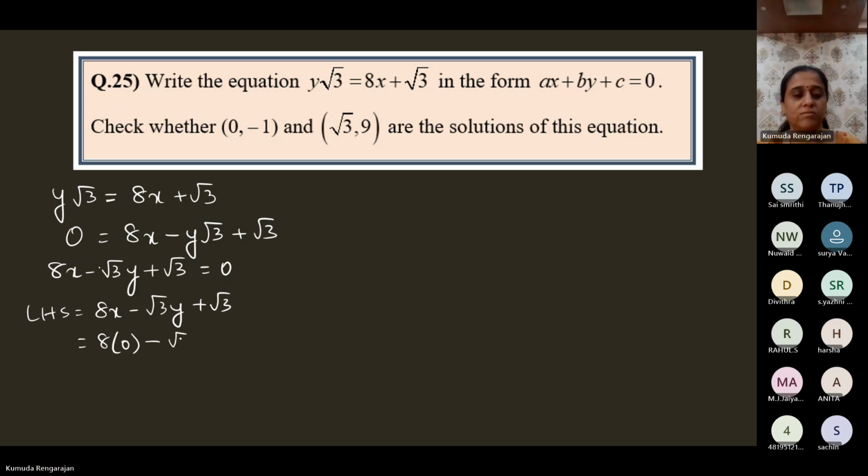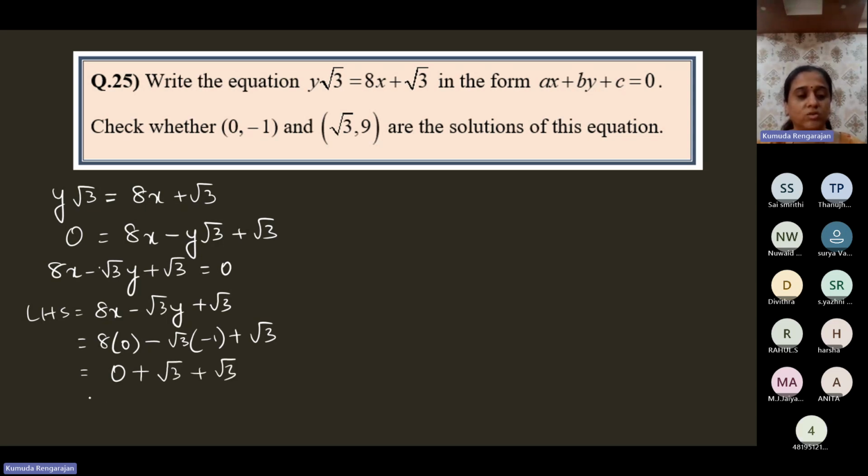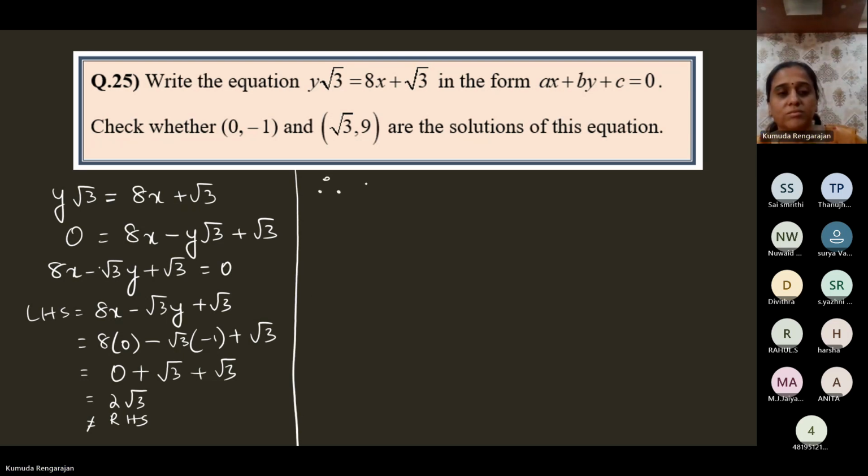minus 1. So we have 8 into 0 is 0, minus into minus plus, root 3 into 1 is root 3, plus root 3, it is 2 root 3. Root 3 plus root 3 is 2 root 3, which is not the RHS. Therefore, (0, -1) is not a solution.